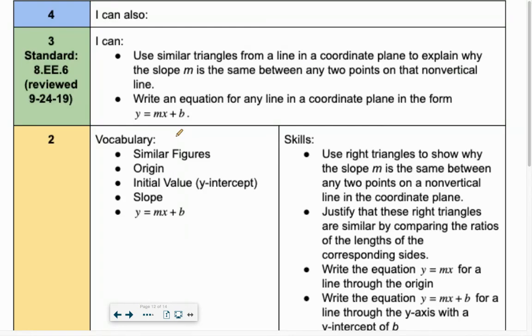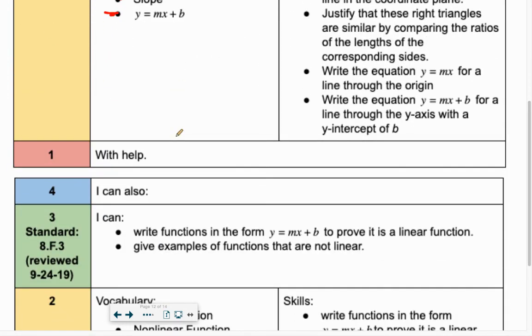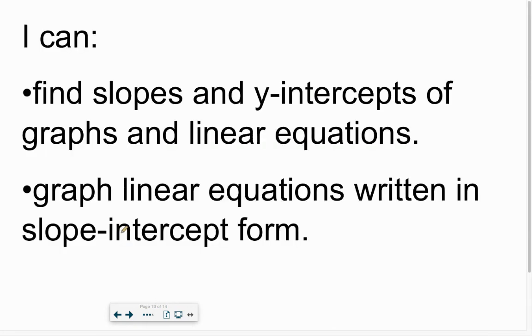A lot today working on this, looking at our y equals mx plus b so we can write equations in it, identifying our slope and initial value, and again, down here, talking about being able to write it in our function form. Today, can you find slopes and y-intercepts in equations and graphs, as well as graph linear equations written in that form of y equals mx plus b? That is our slope-intercept form. Going to play a big part in the next couple of lessons.